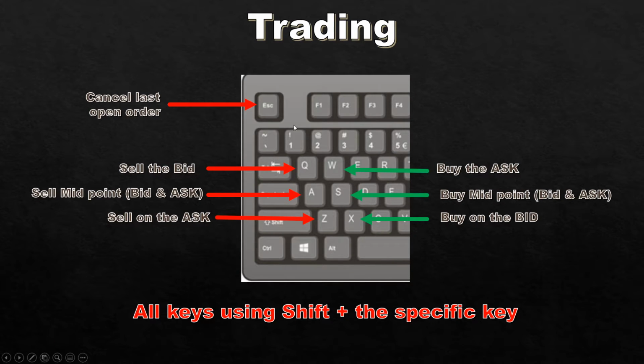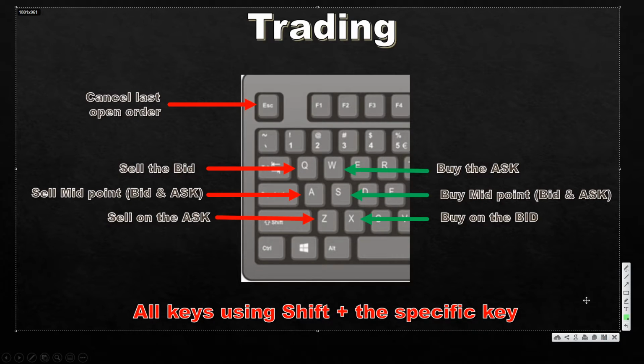Trading. Let's start with canceling the last order. So if I send an order and I want to cancel it, just hit the escape button and it will cancel them in order. So if I threw in 4, the last one will cancel first, and then the one prior, and then the one prior, and then the first order that I sent.